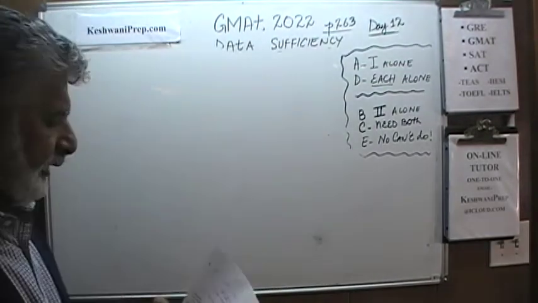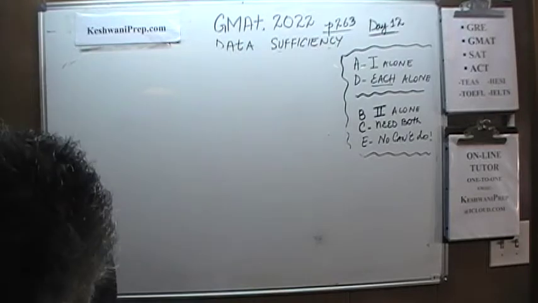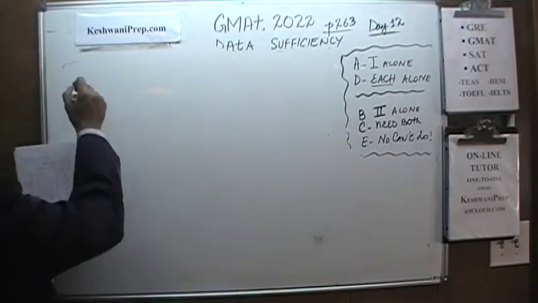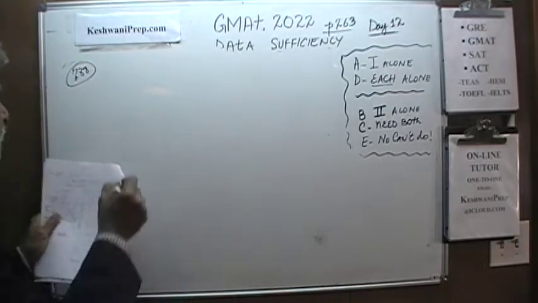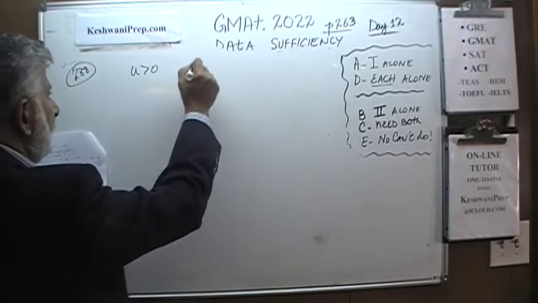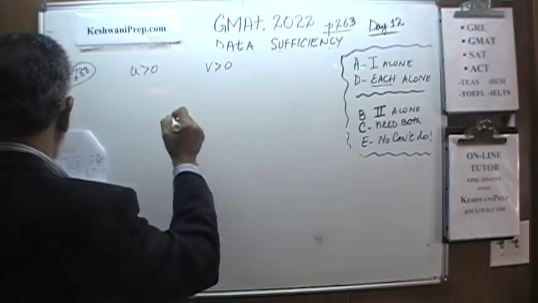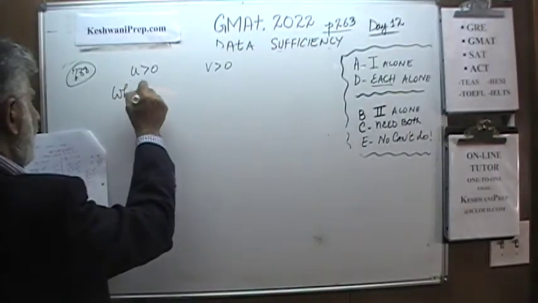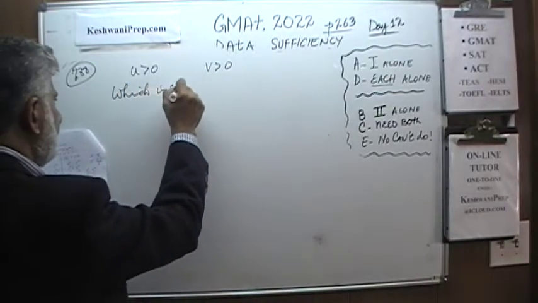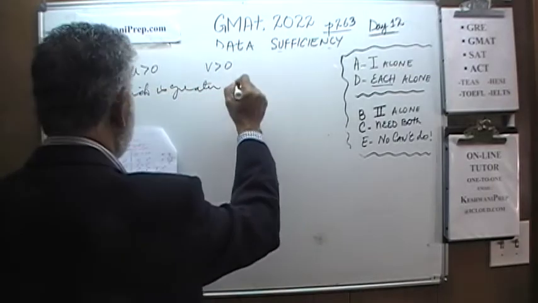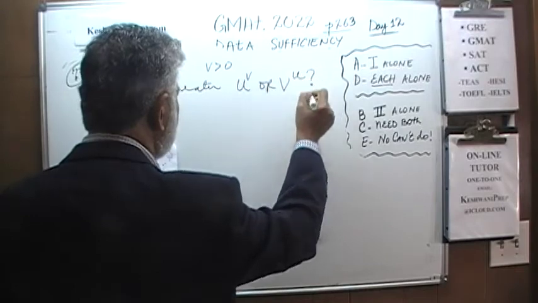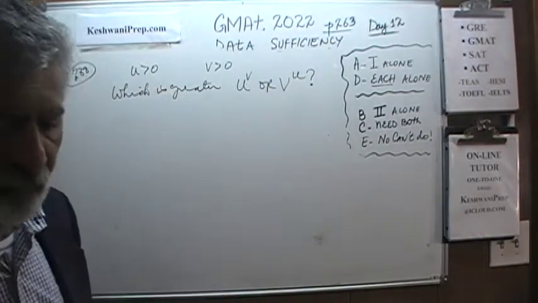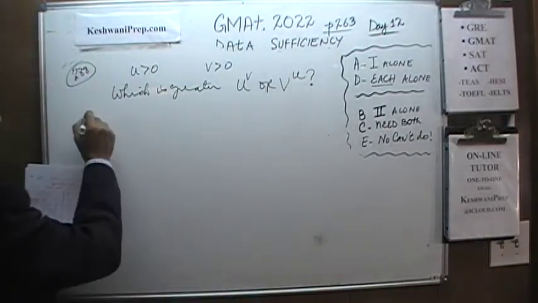Number 20, that was 287, was it? Yes. Number 288, in the next column, we are told that U is positive and V is positive. What we are being asked is this: which is greater, U raised to V or V raised to U? That is the question we have to be able to answer. As long as we can answer that question, that's what we're looking for. Let's see what they tell us.